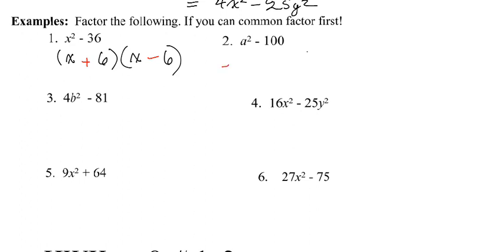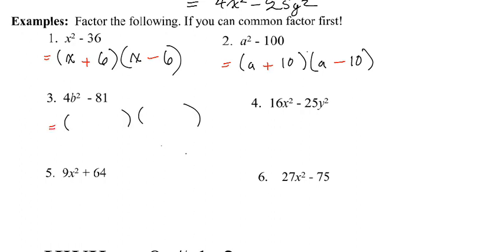Here we go. So now we get equals, and we get the square root of a squared is a, put it in the front, and then the square root of 100 is 10. Now we'll put our plus sign and minus. Remember, we must have 1 plus and 1 minus, and that's it. And now we'll go through the rest of these.